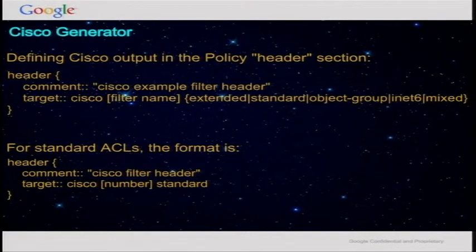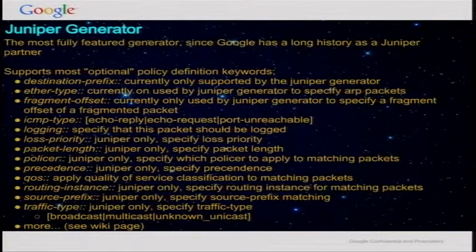So for Cisco, the arguments would be in your header section: a target Cisco, you give it a name, whatever you want it to be, and then you can optionally say extended, standard, or object group. I want an INET6 only policy, or I want a mixed, which would be your IPv4 and IPv6 together. For a standard ACL, just Cisco, the number, and standard. Cisco 10 standard, and it would generate a standard ACL. Now, of course, if you generate a standard ACL and you try to put things like ports and protocols and all that other fancy stuff, it's going to choke and die and say you can't do that. But assuming you work in network ACLs, you probably already know that.